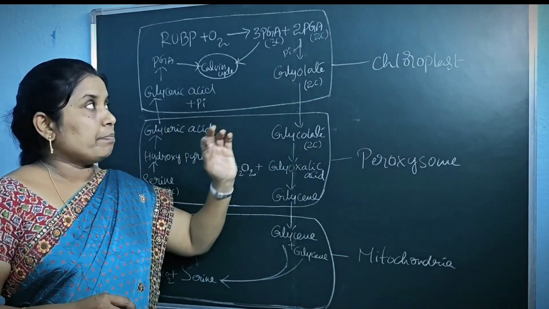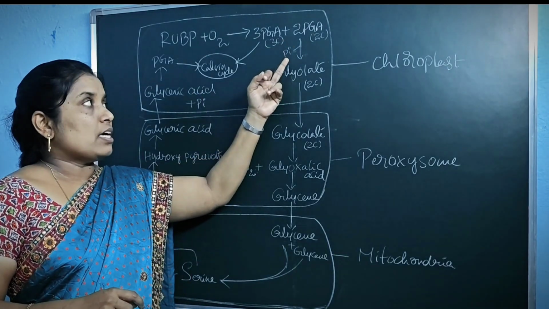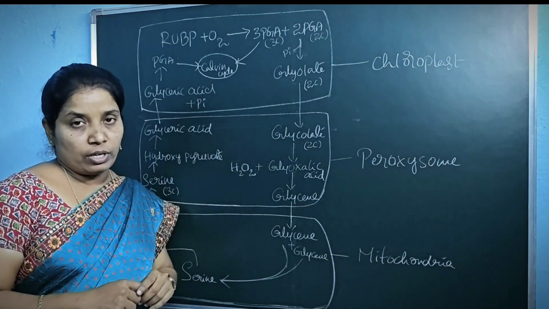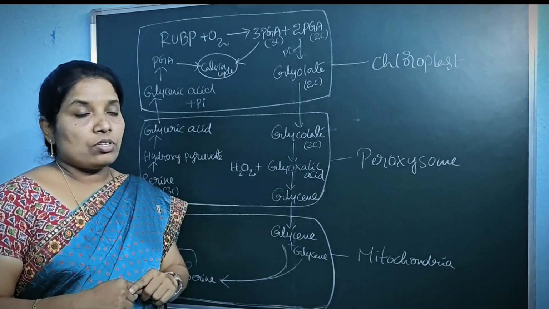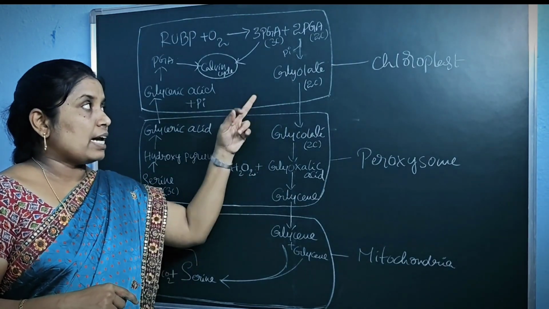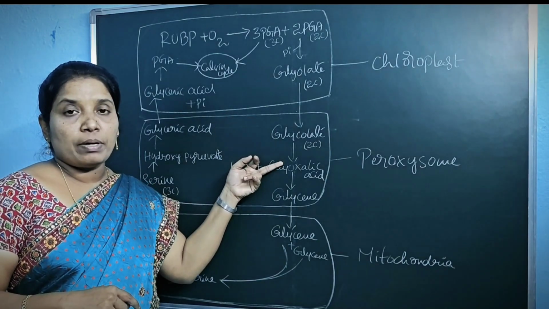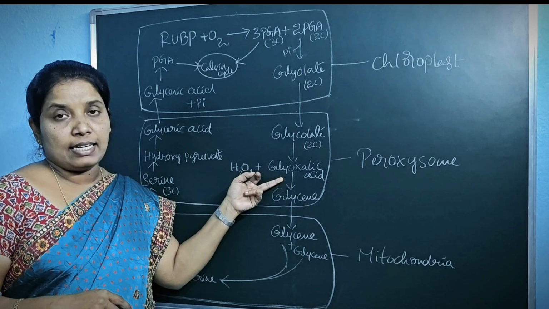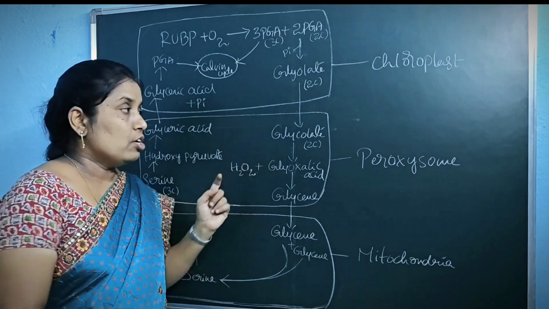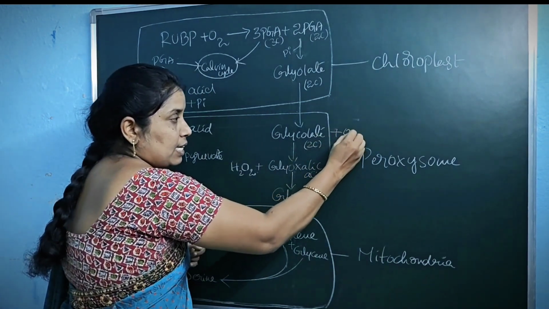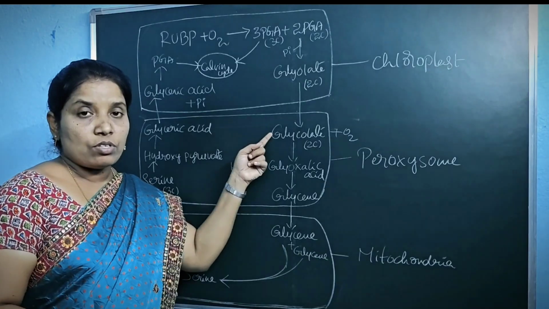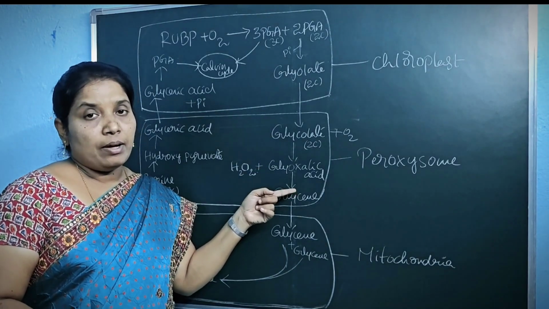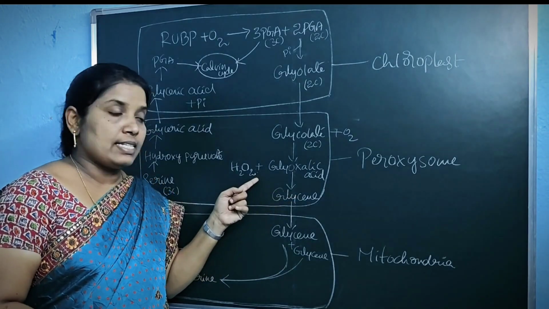In the second step, the 2-phosphoglyceric acid undergoes dephosphorylation, resulting in the formation of glycolate. That is the second step. Let's see the third step. This glycolate diffuses into the peroxisome. There it converts into glyoxylic acid. Glycolate undergoes oxidation, so here oxygen is added to the glycolate. Then it converts into glyoxylic acid, and H2O2 is released here.